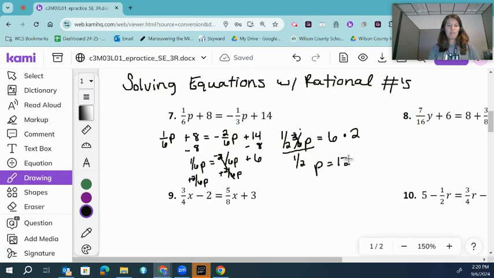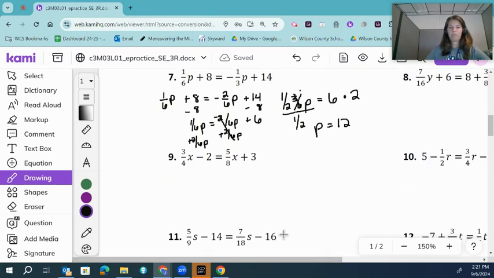Then I'm going to check the same thing on the other side. So I have -1/3 times 12 plus 14. And that also equals 10. So 10 equals 10, so we are correct here. Let's try another one right below.